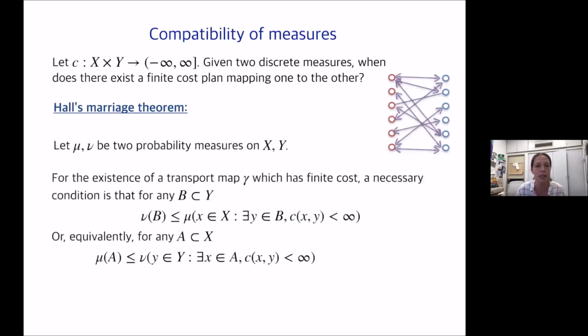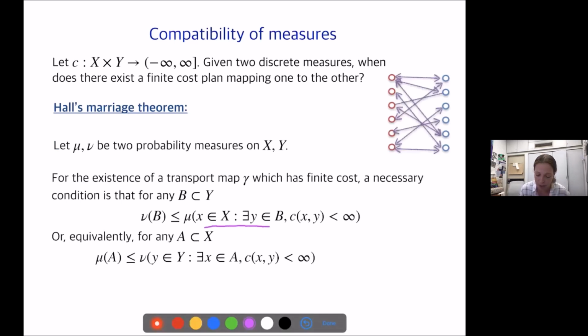So if I have two probability measures, for the mere existence of a transport plan with finite costs, or even more, for the mere existence of a transport plan supported on the set of finite cost, a necessary condition is that there are enough points in X that are allowed to be mapped to B, and this has to be for any subset B. And like I said, this is a symmetric condition.